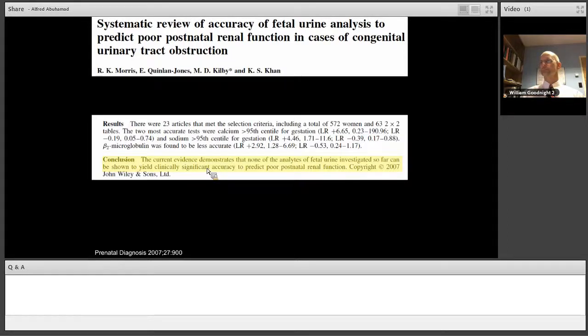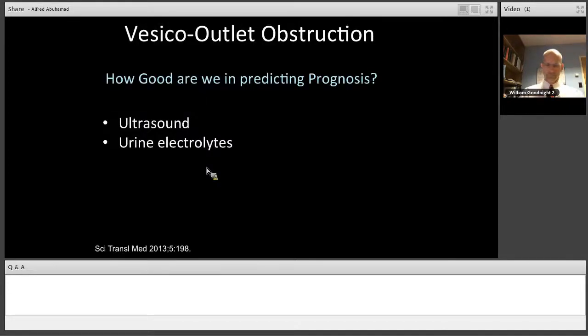So keep that in mind, even though we put a lot of emphasis on doing vesicocentesis and we stratify patients for those who would require intervention and those who don't, we don't have a good evidence regarding that. So if I summarize, how good are we in predicting prognosis by ultrasound and electrolytes? We're marginally predictive of poor outcome. So I would not personally put a lot of weight on how the ultrasound looks or the urine electrolytes in making major decisions with regards to management of those pregnancies.